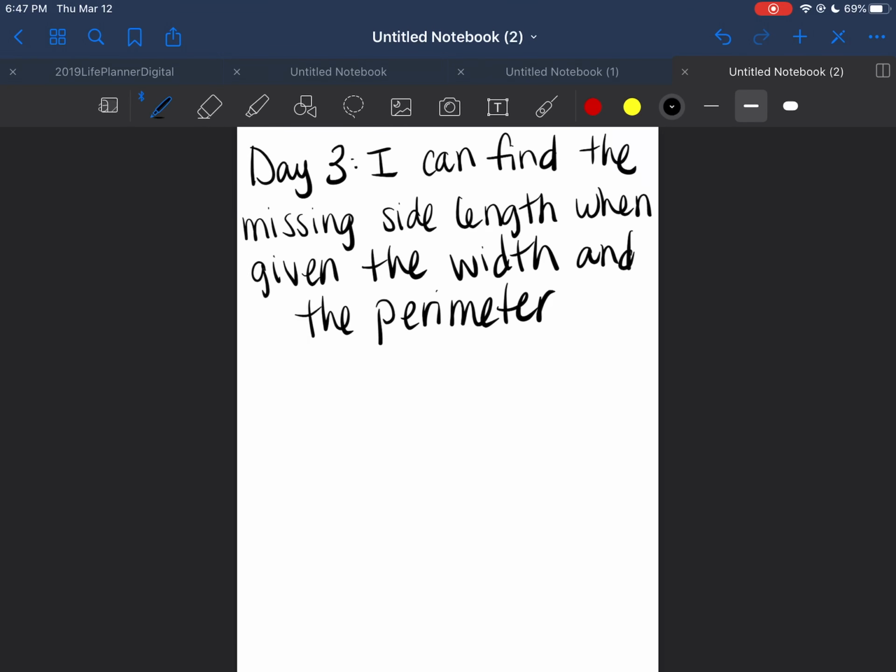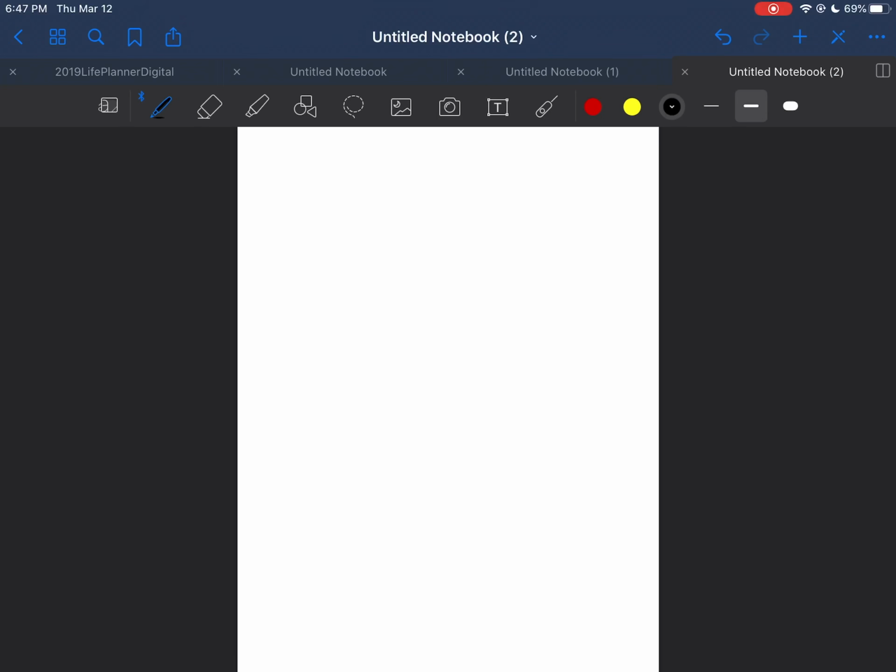All right, so today we're still working with perimeter. We're still wanting to know how much space or the distance all the way around the outside of a shape. Only today we're already given the perimeter, whereas yesterday we were finding it. And today we're actually missing a side length. All right, so I'm going to give us some examples and walk us through the steps that we can use when we're trying to find the missing side length.